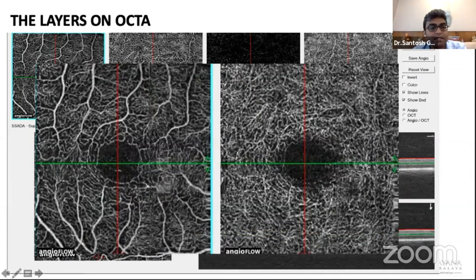The layers of interest today are the superficial plexus, wherein we can see these larger vessels, and this is the FAZ. And this is the DCP, the deep capillary plexus. We can see a very close-knit network of vessels over here. So we'll be talking about the changes in these layers that happen in diabetic macular edema.